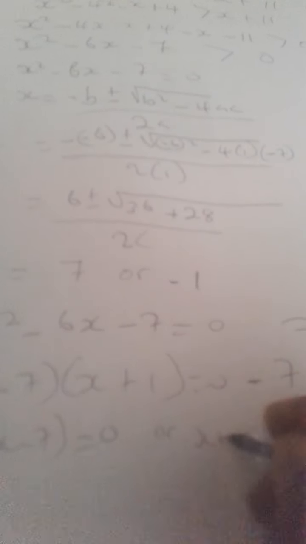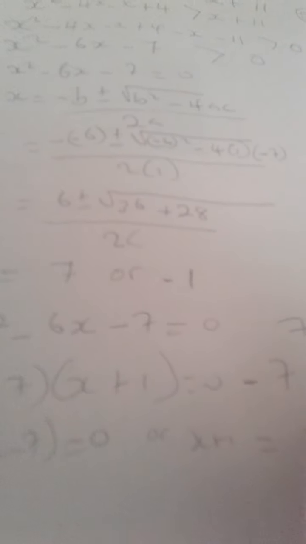So your solutions, if you're factorizing, we're saying x minus 7 is equal to 0, or x plus 1 is equal to 0. So your solutions are going to be x is equal to 7 or minus 1. You see, we are just getting the same solution as the one that we get here. And then after that, we are not done, because we are looking for a region.